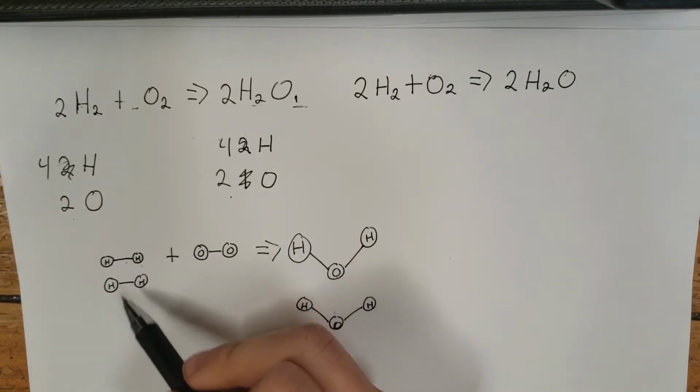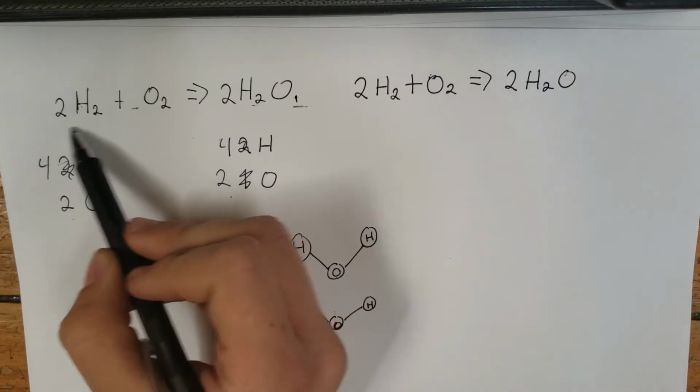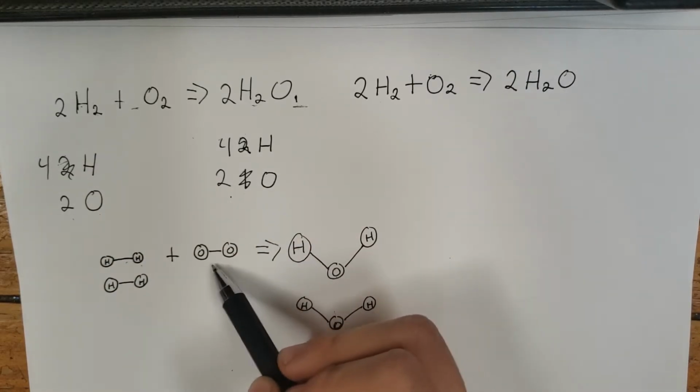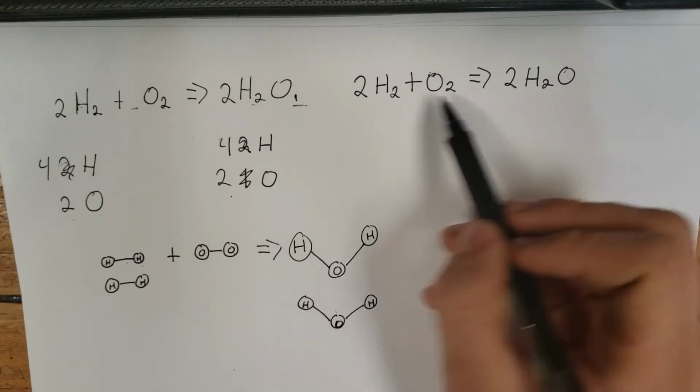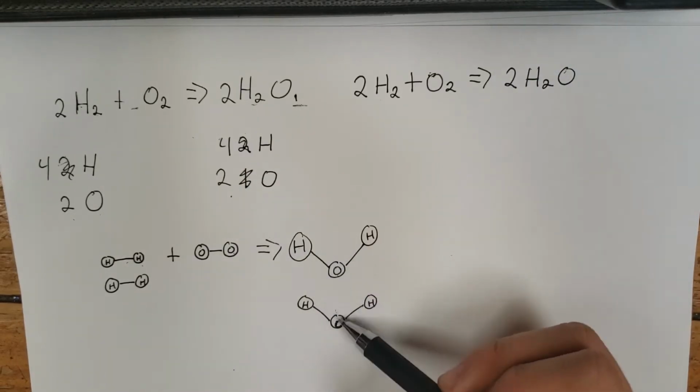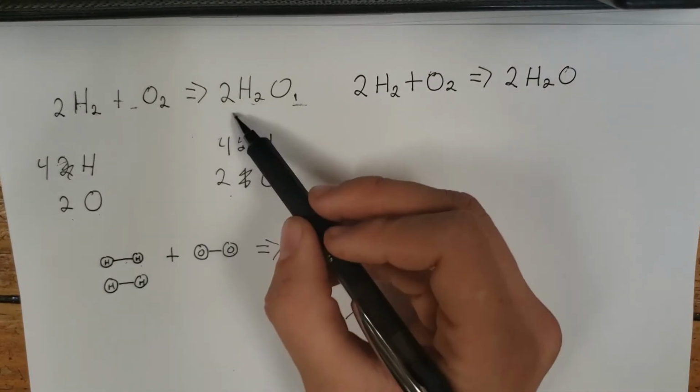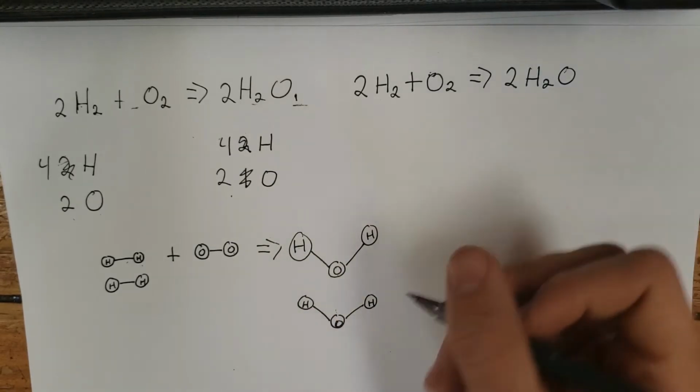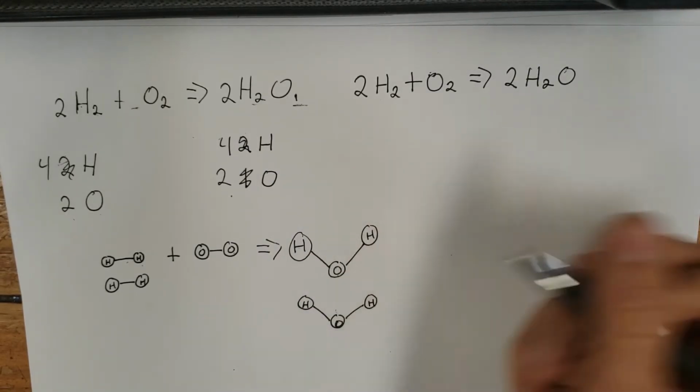So now we have two hydrogen gas molecules, which we can see up here as well, one oxygen gas molecule, which we see here, and two water molecules, seen here and here. So this is a balanced equation.